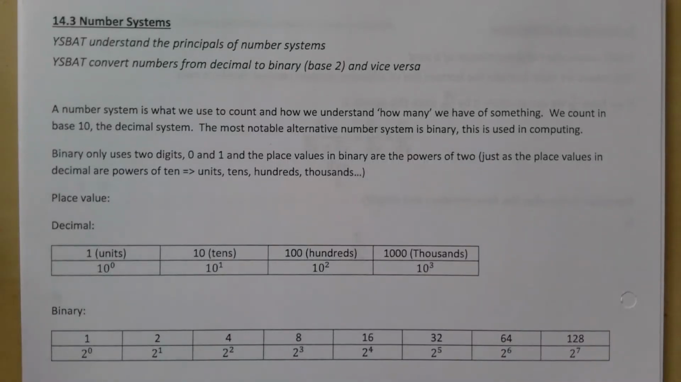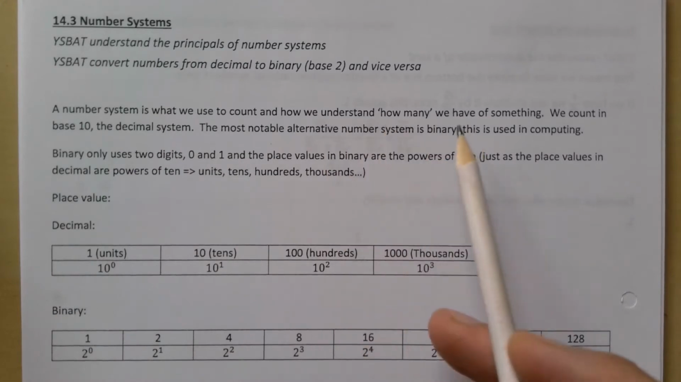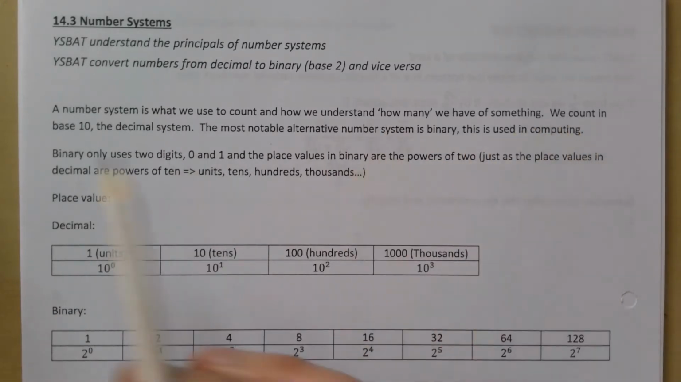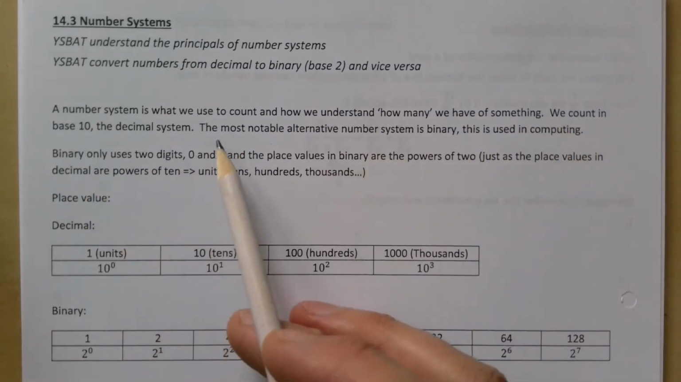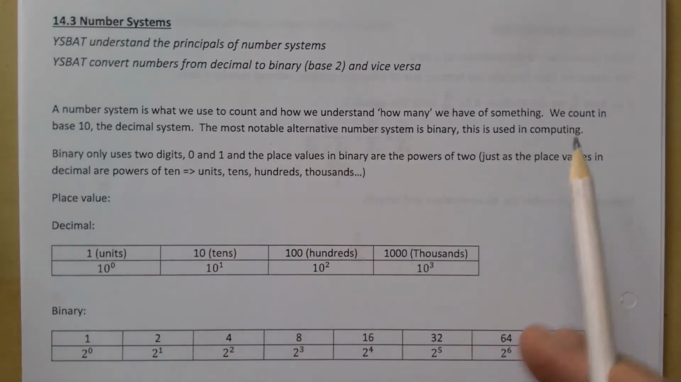Okay, so this is a wee look at some number systems, notably the binary system. So we need to take a look at how that works. A number system is what we use to count and how we understand how many we have of something. We count in base 10, which is our usual decimal system. The most notable alternative system is binary. This is used in computing.